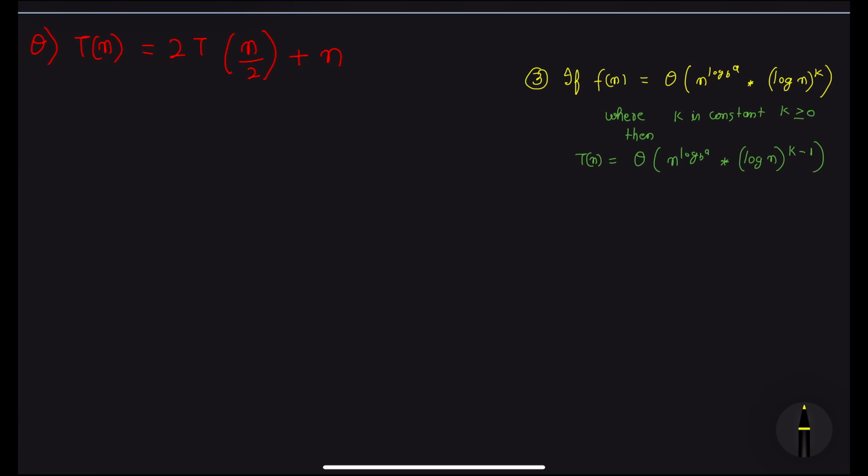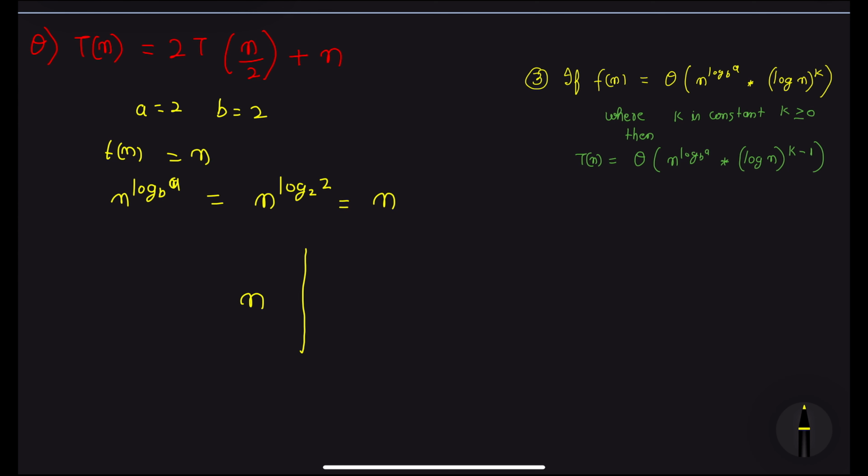Let's see this example. We have T(n) equal to 2T(n/2) plus n. So we get a equal to 2, b also equal to 2, and f(n) equal to n. Let's find the value of n^(log_b a). Here this will be equal to n^(log_2 2), which is equal to n. If we compare the value of f(n) and n^(log_b a), we get both as equal to n.